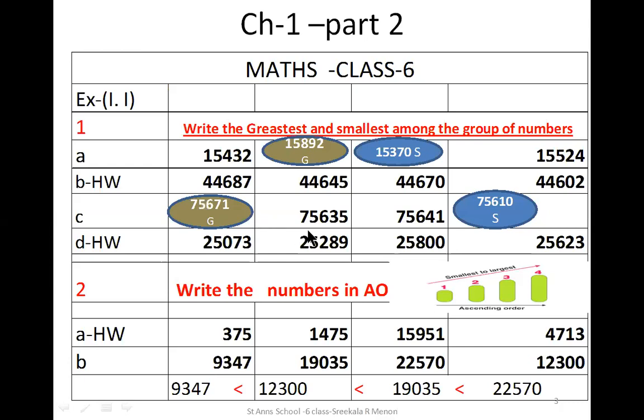75,671, 75,635, 75,641, 75,610. After checking all the digits by the rule, we understood that 75,671 is the greater number and the smaller one is 75,610.